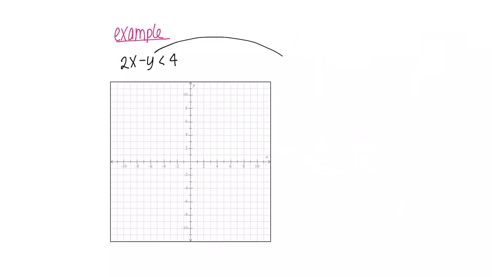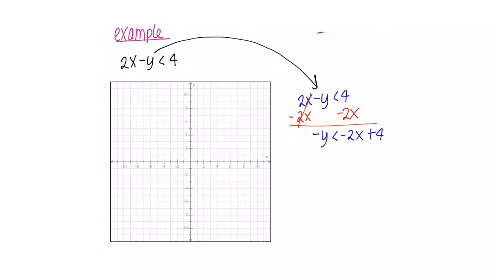We have 2x minus y is less than 4. I'm going to start by subtracting 2x off both sides, canceling those 2 x's. We have negative y less than negative 2x plus 4. Now, negative y is the same thing as negative 1y. And we do have to have y completely by itself. It's not sufficient for y to have a negative symbol in front of it.